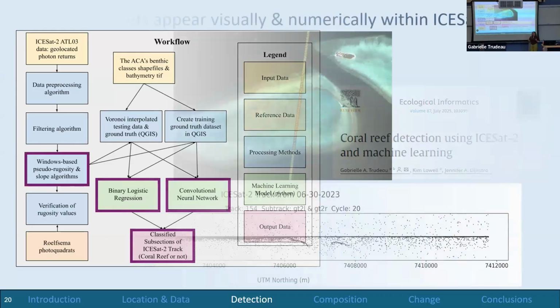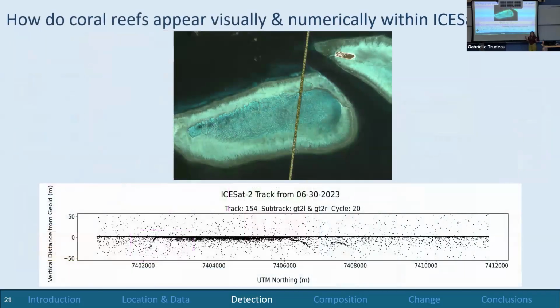But for starters, let's talk about what a coral reef looks like in an ICESat-2 track. So I've included a plotted example of an ICESat-2 track. We're going to break this down together. On our x-axis, we have our UTM northing. This is our along track direction. On our y-axis, we have depth measurement. So basically, we're taking an ICESat-2 track and laying it on its side. That's what we're looking at here. This is an unfiltered track.